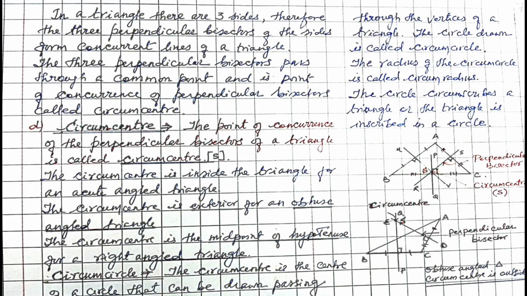So please remember these points. These are the important concurrent lines and concurrent points of a triangle. Very important for us to remember basics. These are the basics in geometry, useful in geometrical calculations. Learn them, remember them, and make a note of it.